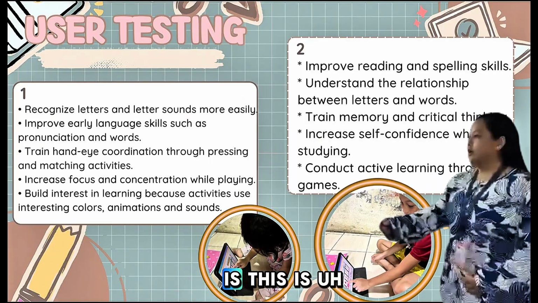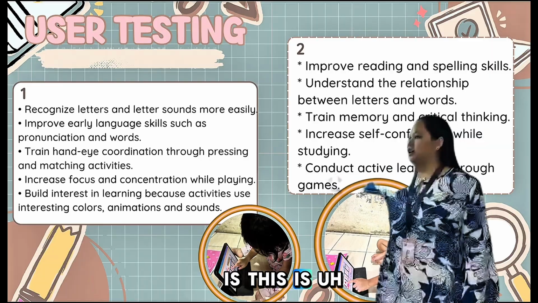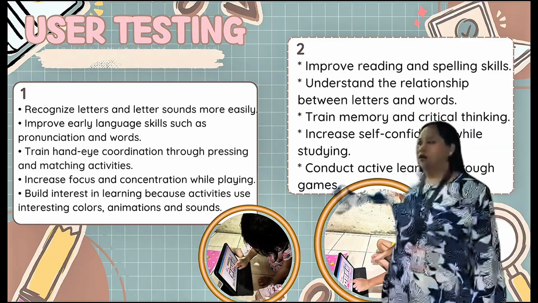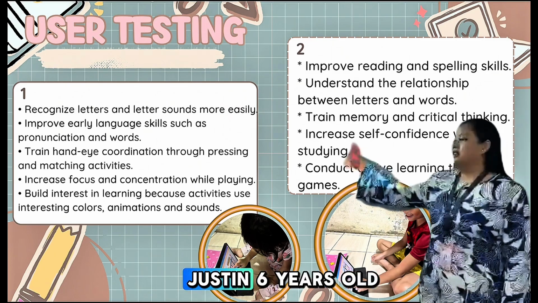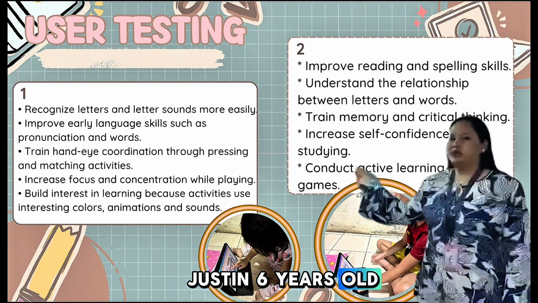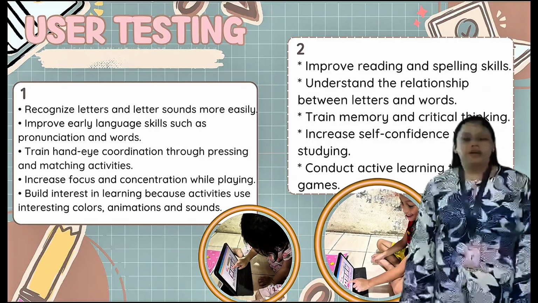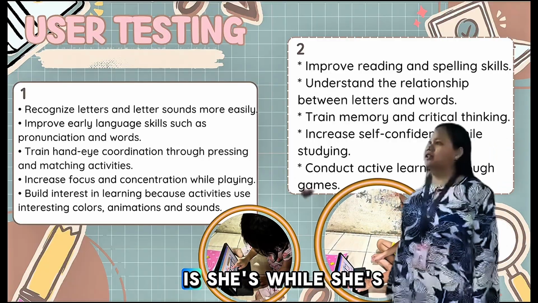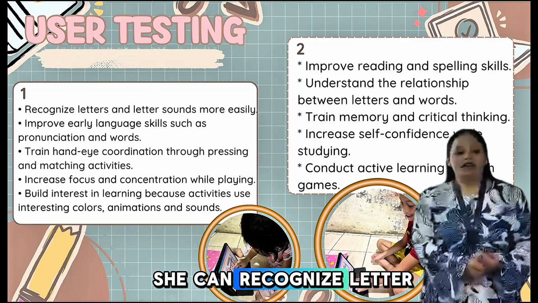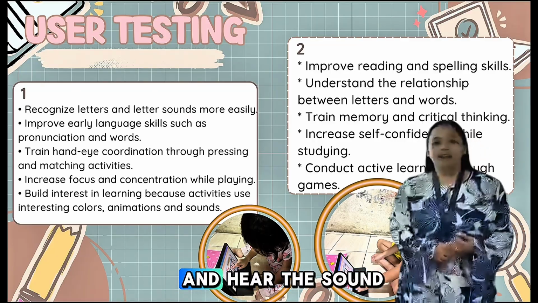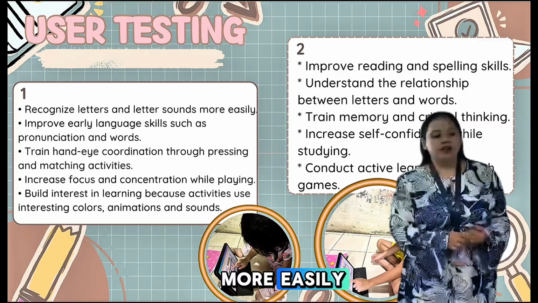For the first one, this is Jovera, a child 4 years old, and this is Justin, 6 years old. While Jovera is playing the game, she can recognize letters and hear the sounds more easily.